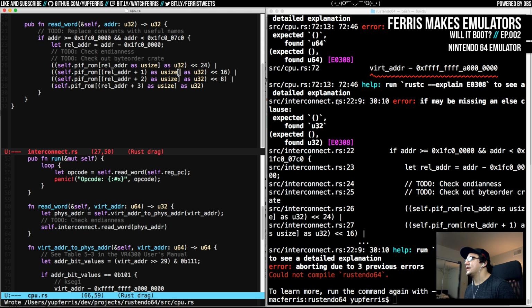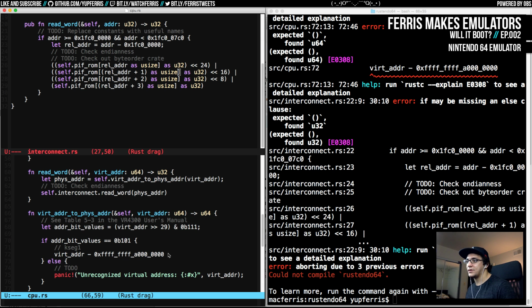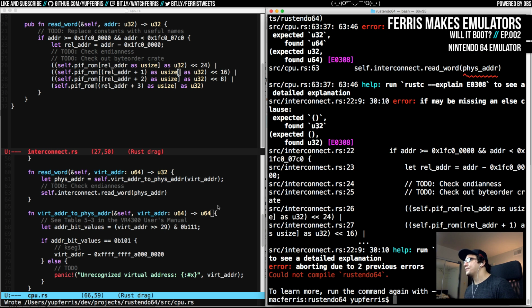It was saying that it expected unit, which is basically the return value of a void function, but it got a u64 as a return value here. So it was complaining about this, where I was trying to return something that was going to be u64, where because I hadn't specified a return type, it would have implicitly been unit. Those types don't match. We're going to return u64 there.